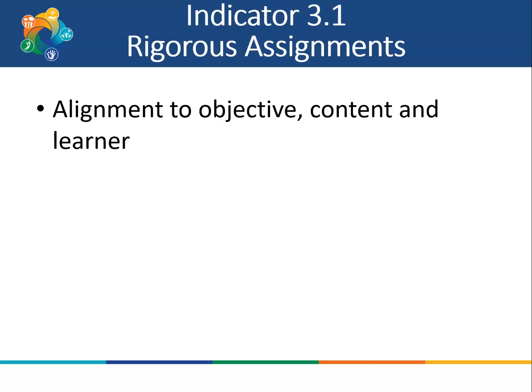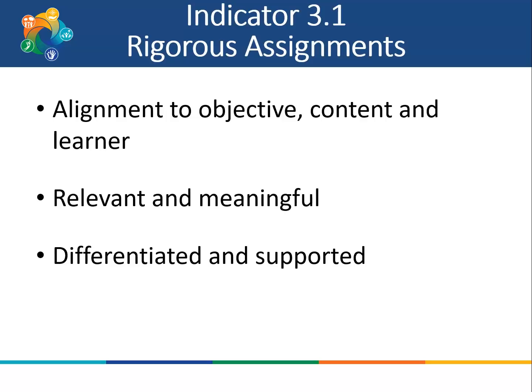We begin with alignment. High-quality assignments are aligned, not just to learning objectives, but to the content and the learner. Strong assignments allow students to demonstrate their learning according to the criteria for success. Strong assignments are also relevant and require student application of content. Students should be working on work that is worthy of their time.